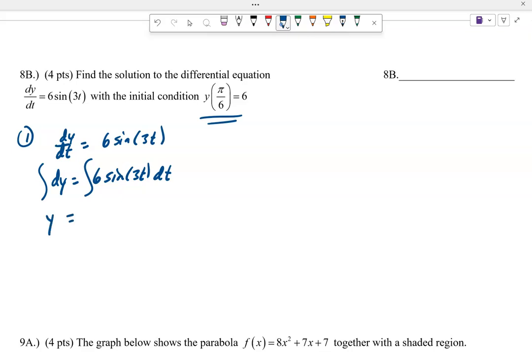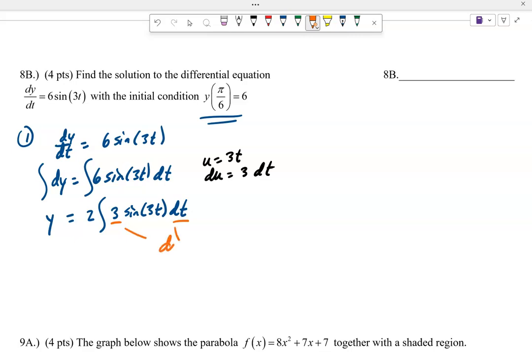Over here, I say, well, I got to let u be 3t, du is 3 dt. I need a 3 dt. Well, 6 is 2 times 3, so let me put a 2 out front and put the 3 right there. 2 times 3, of course, is still 6. And there's our 3 dt. There's our du part, and here's our u part. So we've got y equaling 2 integral the sine of u du.